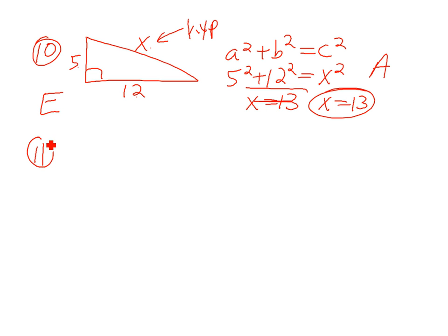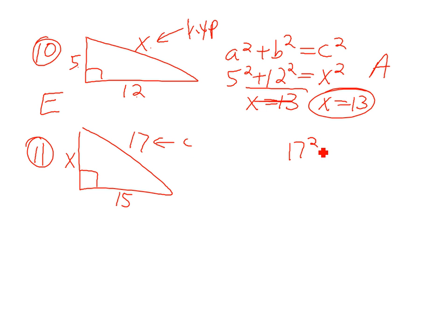Number 11. Give us a triangle that looks like this. This is X, this is 17, this is 15. Same idea here. Use Pythagorean's theorem. This has got to be your C, so it's going to be 17 squared on the side by itself. Over here it's going to be x squared plus 15 squared.